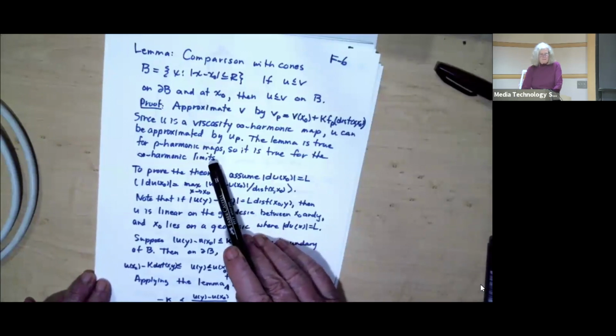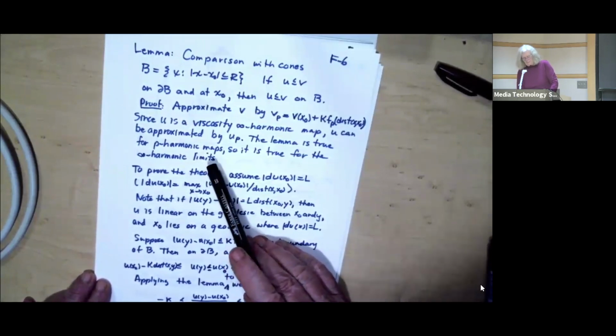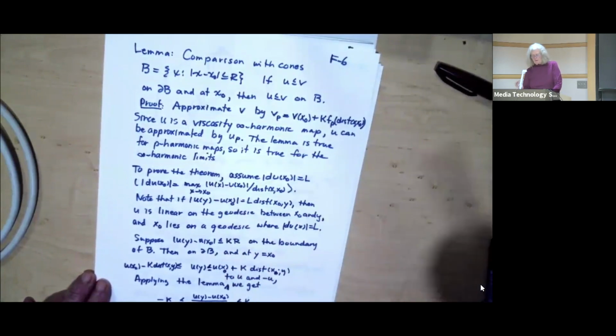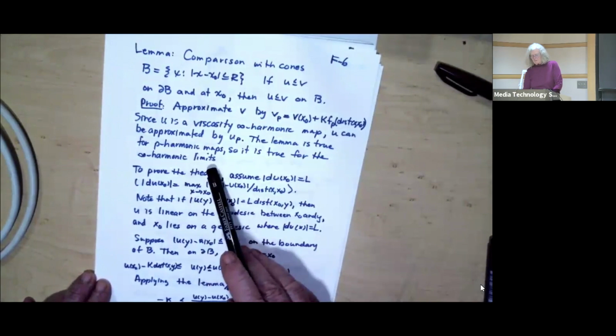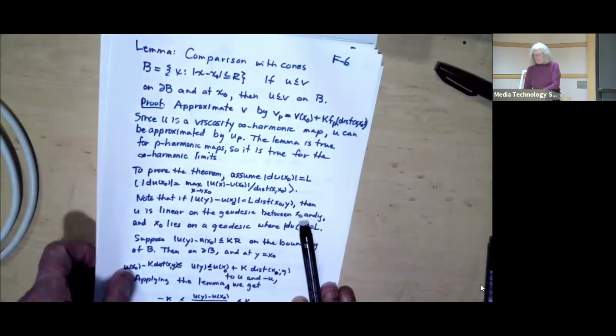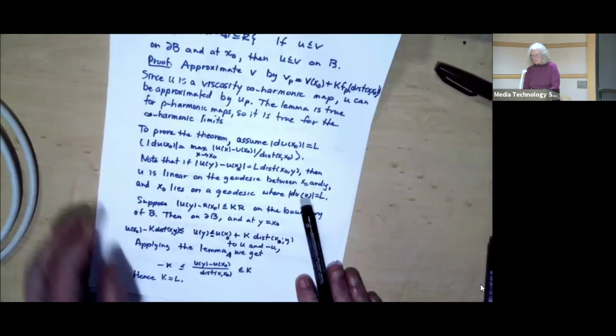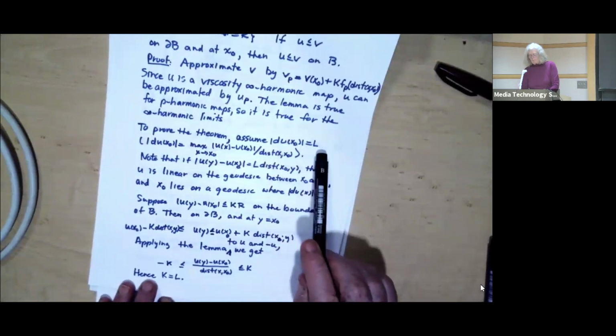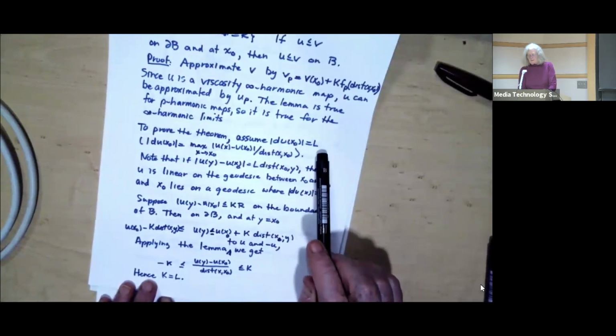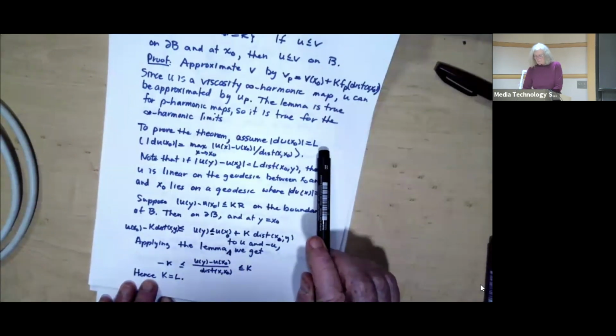This is, again, you're all familiar with how to prove the maximum principle. So this is just that. The p harmonic maps are perfectly good, ordinary, well-studied differential equations. So it's true for the infinity harmonic limits. Okay, so to prove this theorem, assume you're at a point where the Lipschitz constant is the maximum L.